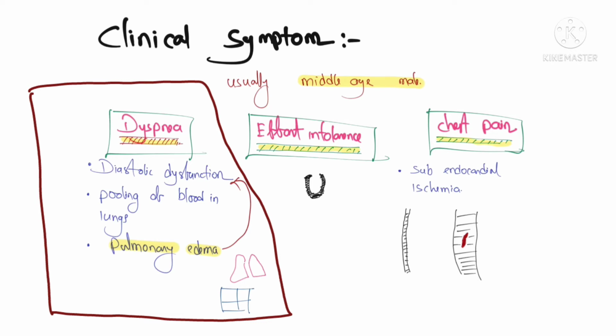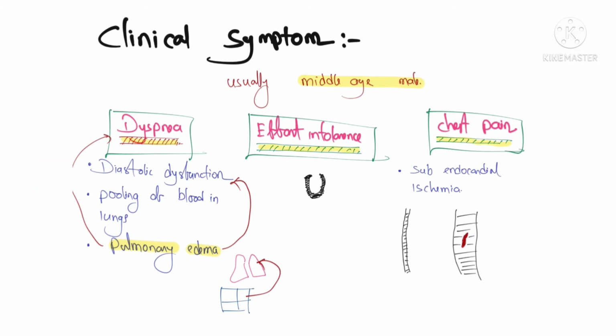This diastolic dysfunction is because the left ventricular wall muscle becomes thick, and because of this high wall thickness the left ventricle will face difficulty in relaxation. And secondly, because the left ventricular size will be decreased, there will be pooling of blood in the lung, and this will eventually cause pulmonary edema, and this pulmonary edema causes dyspnea.